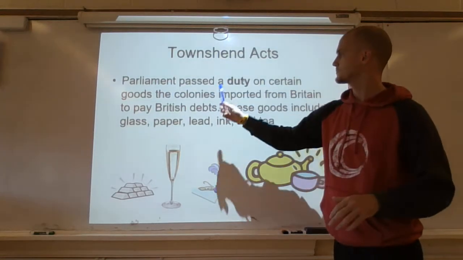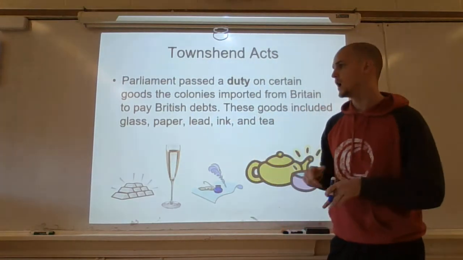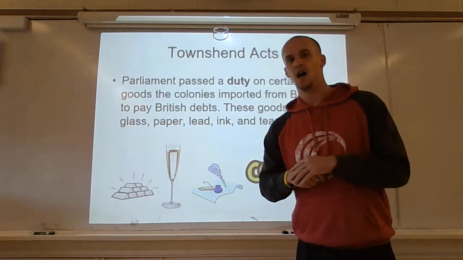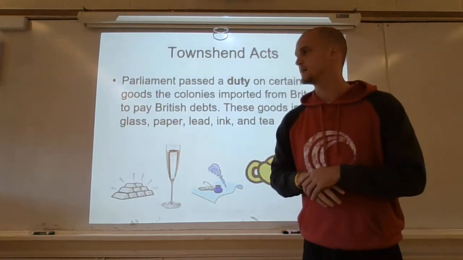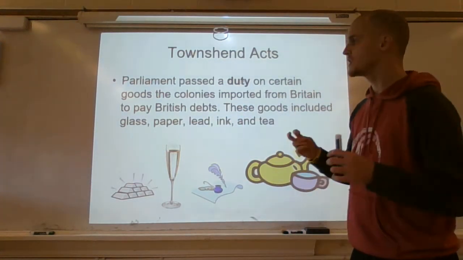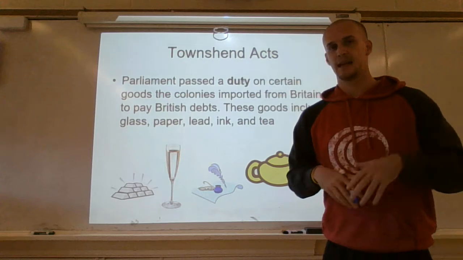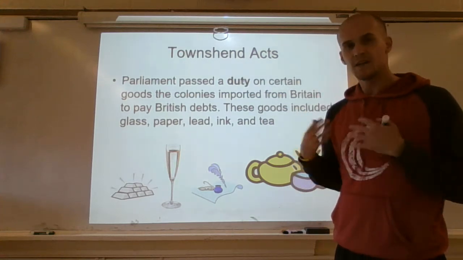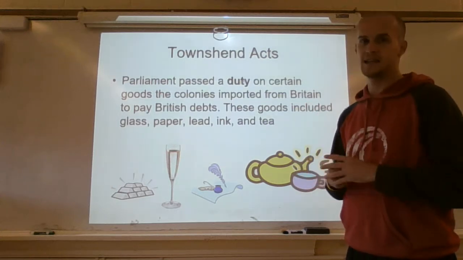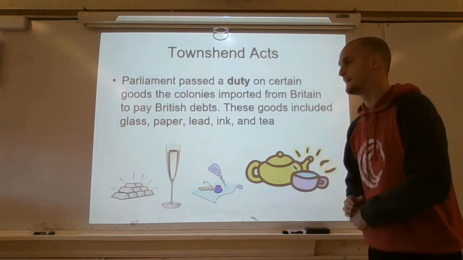All right? So, Parliament passes a duty or a law on certain goods that colonies imported from Britain. And they picked these goods by the ones that the colonists were getting the most. So it's an extra tax, essentially, but they call it something else. And it was to help pay British debts. And it was British debts that came from the Quartering Act, ironically, or the fact that King George had to send people over here to make sure that the colonies were falling in line. It would essentially be like your parents making you pay for your babysitter.